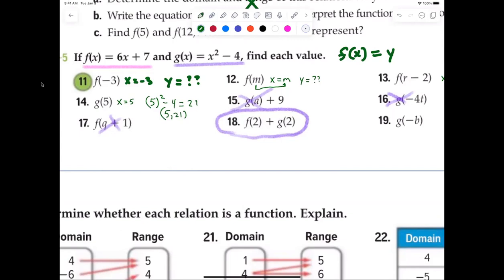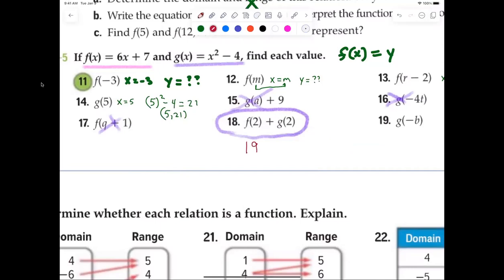I plugged the 2 in for X. Now, why in the world did you plug it into the F function? Because it's the F function. I don't know what else to tell you. We can't do a better job than that. So plug 2 in for X, and 6 times 2 is 12, and then I add 7. So what is that? 19. Now, because you're so brilliant, I appreciate that.